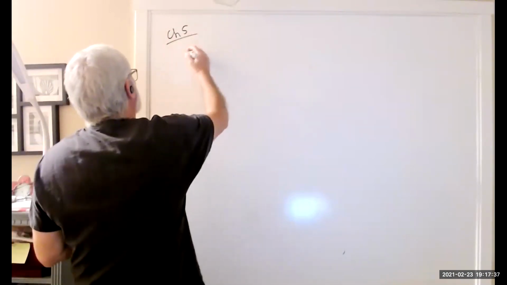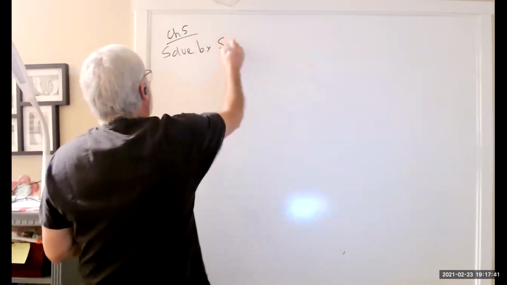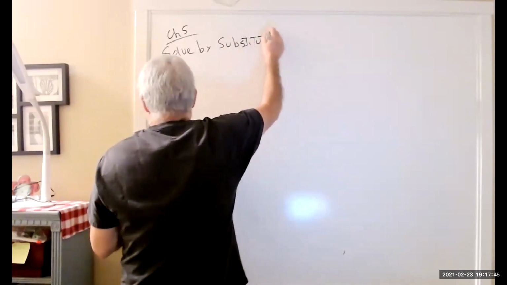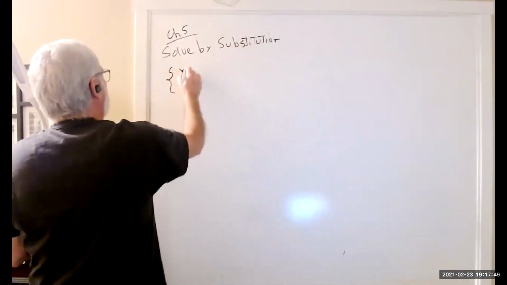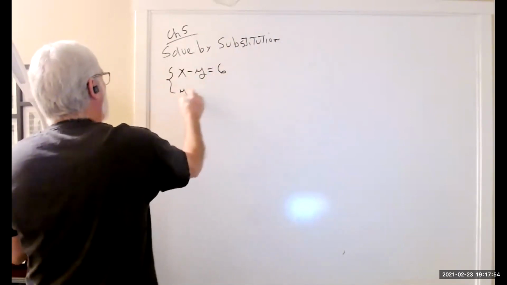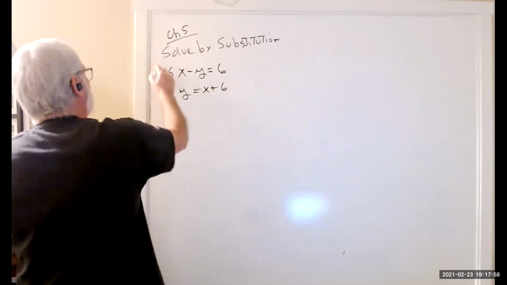I want you to solve by substitution. Okay, this system, x minus y equals 6 and y equals x plus 6. That's problem number 1.